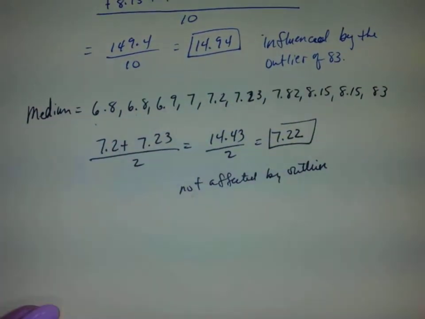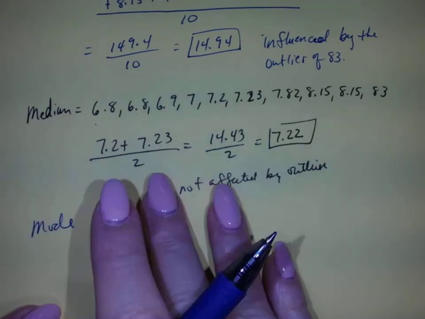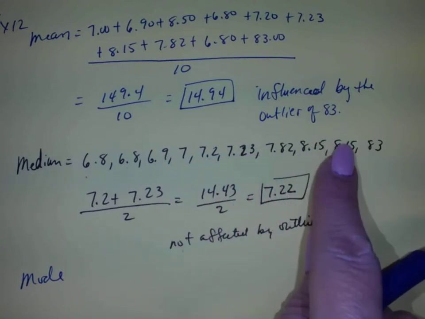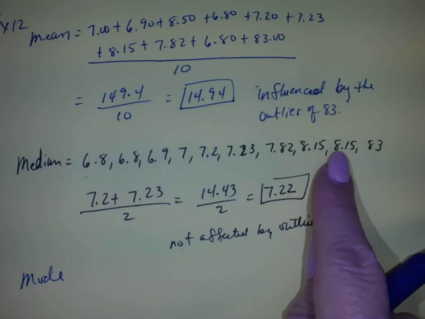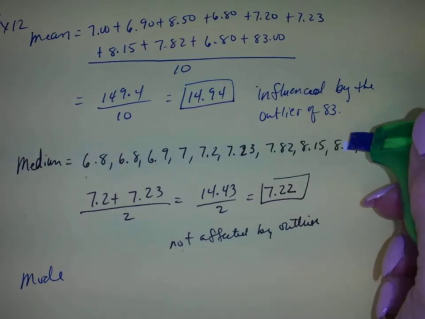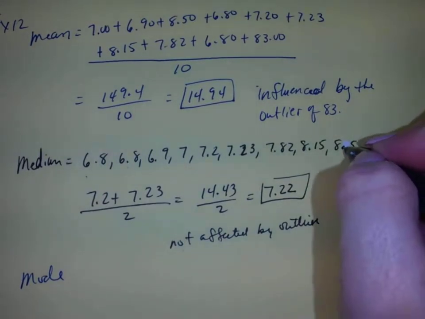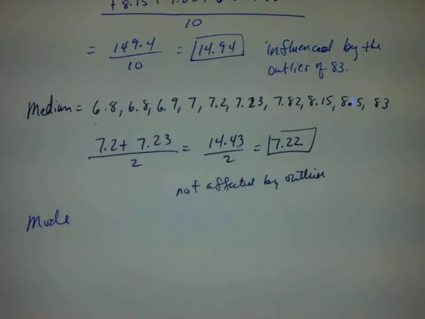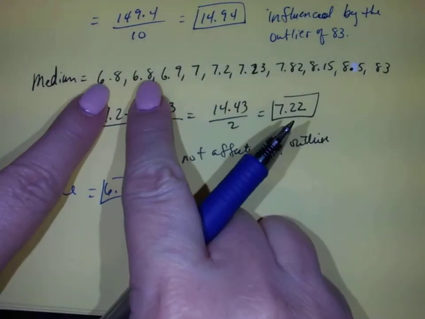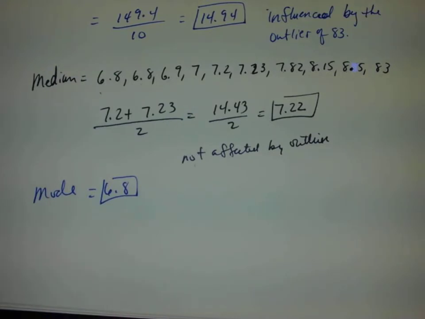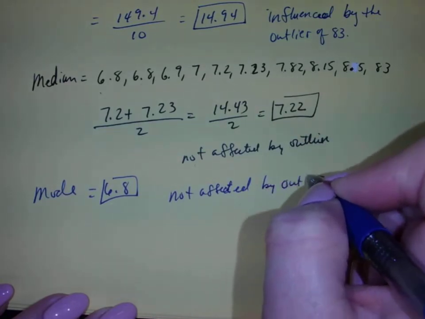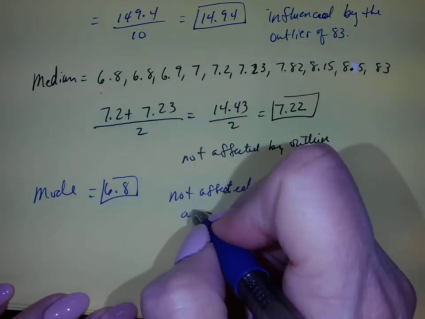Next thing we can look at is our mode. And if we look at our list, we have two 6.8s. Do we have two of those? Nope. All right. Sorry about that. It's an 8.15 and an 8.5. All right. It didn't affect our median, but our mode is going to be equal to 6.8, which is those two first numbers that are exactly the same. It is also not affected by the outlier, however, it is at the low end of the data.